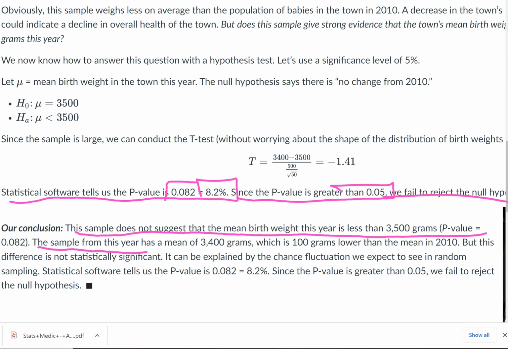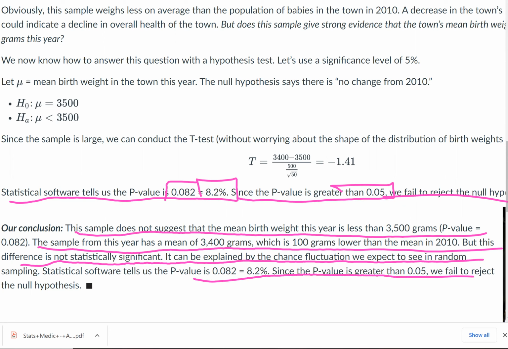The sample from this year has a mean of 3,400 grams, which is 100 grams lower than the mean in 2010, but this difference is not statistically significant. It can be explained by the chance fluctuation we expect to see in random sampling. Statistical software tells us that the p-value is 0.082, or 8.2%. Since the p-value is greater than 0.05, we fail to reject the null hypothesis.